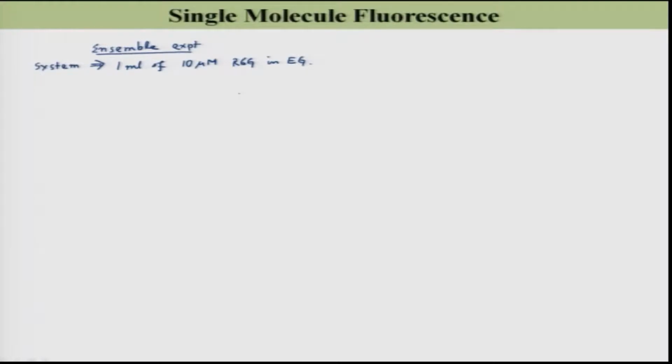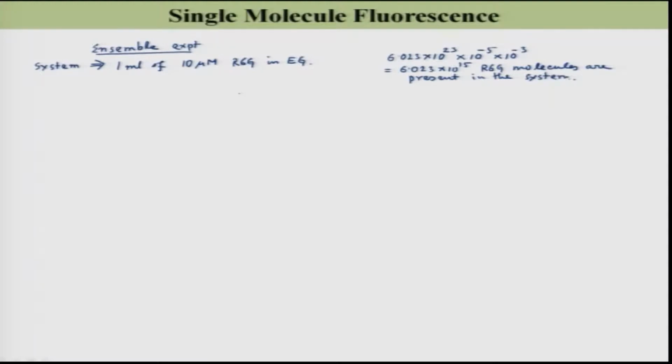So, let me write one by one. So, Avogadro number, ten micromolar and 1 ml, 10 to the power minus 3, right. This is equal to 6.023 into 10 to the power 15, right, R6G molecules, right, are present in the system.